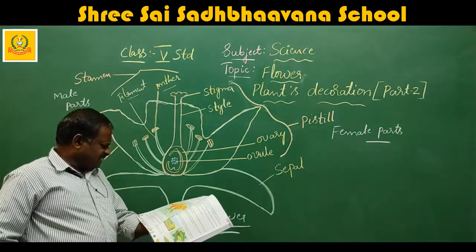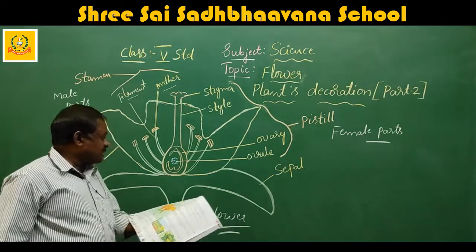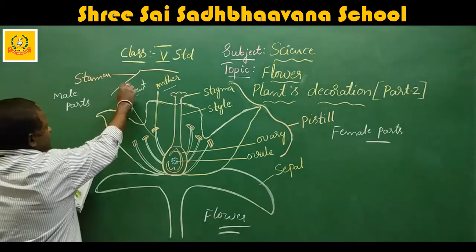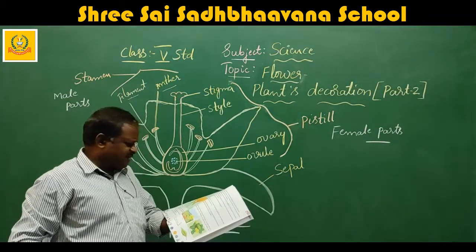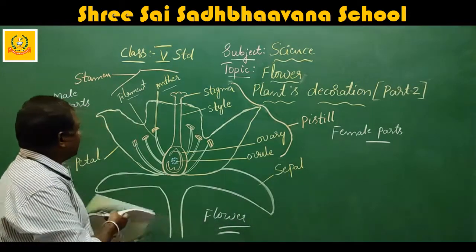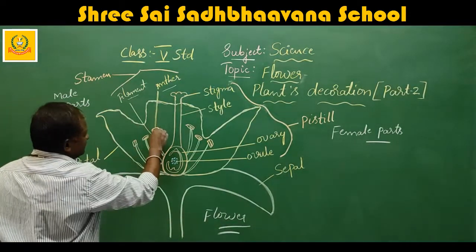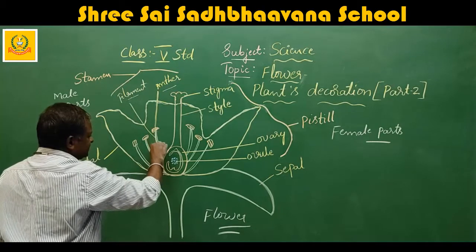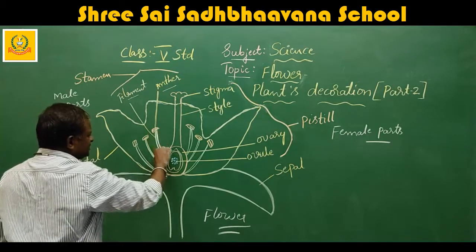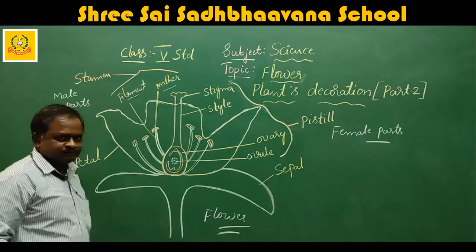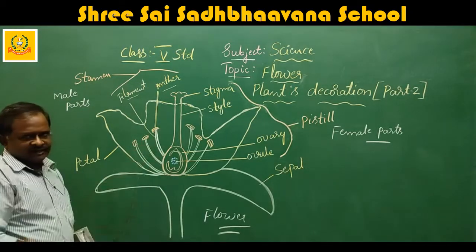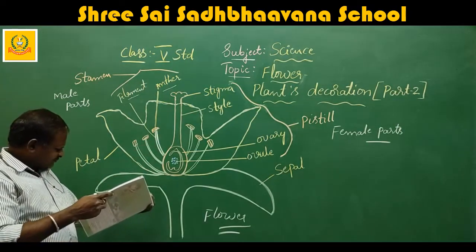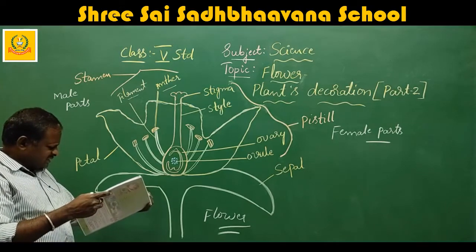First, male parts. This is the male part, the stamen. We call it the stamen. This is the male part of a flower. It is made up of filament and anther. See, this is the filament, a tube-like structure, and this is the anther. This is the anther and this is the filament. Okay, anther.